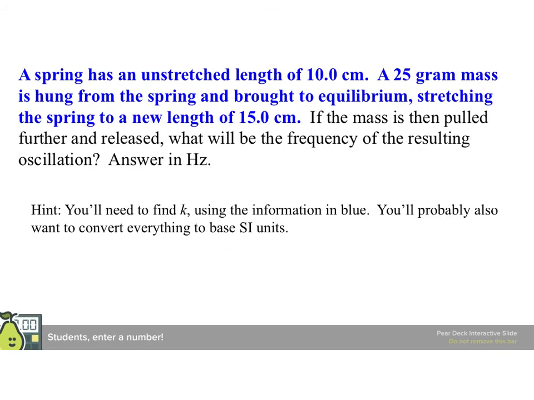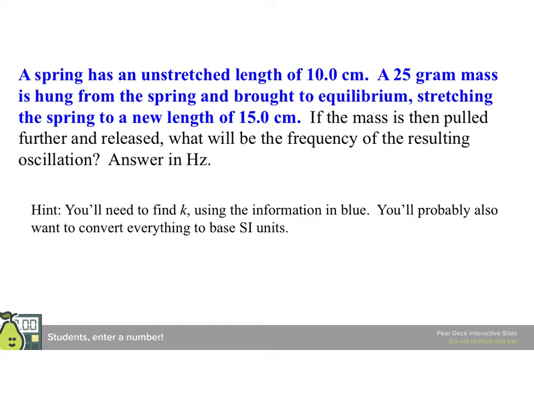All right, a spring has an unstretched length of 10 centimeters. A 25-gram mass is hung from the spring and brought to equilibrium, stretching the spring to a new length of 15 centimeters. If the mass is then pulled further and released, what will be the frequency of the resulting oscillation? Answer in hertz. As a hint here, you'll need to find the spring constant using the information in blue. You'll also probably want everything in base SI units.